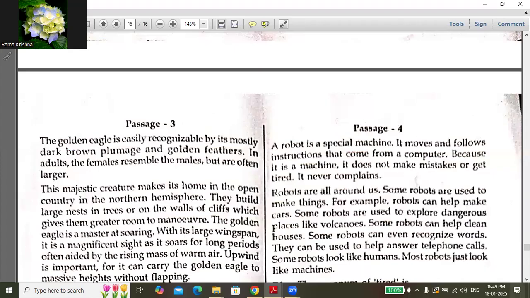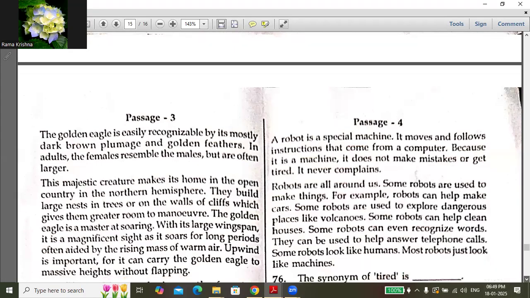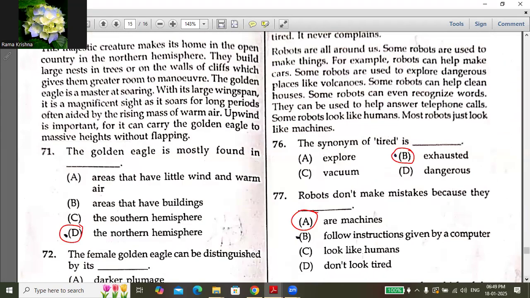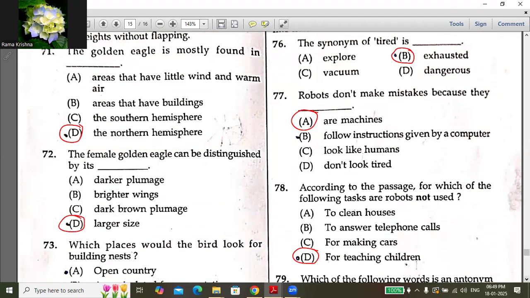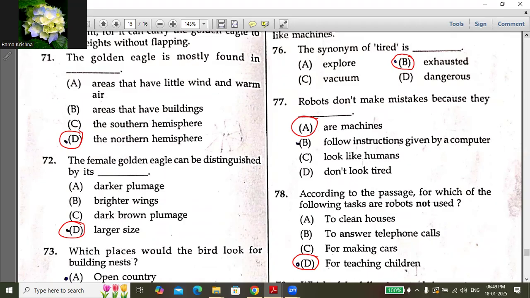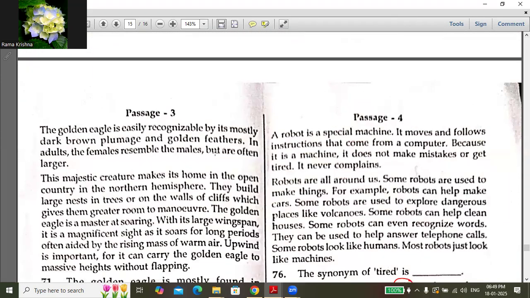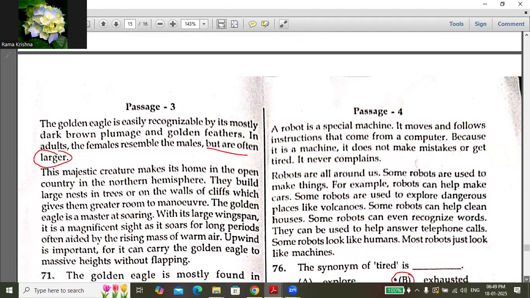Next, the golden eagle is easily recognizable. You read this passage, and the golden eagle is mostly found in the northern hemisphere. This is a direct question, and also easy. The female golden eagle can be distinguished by its size. This is also a direct question in the passage. Female eagles are often larger.